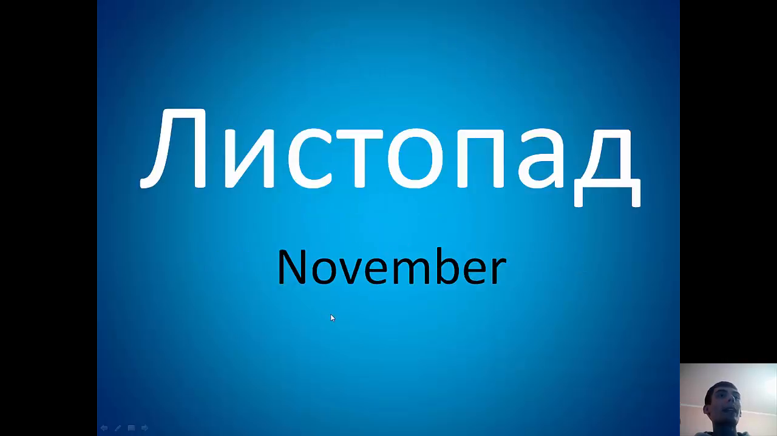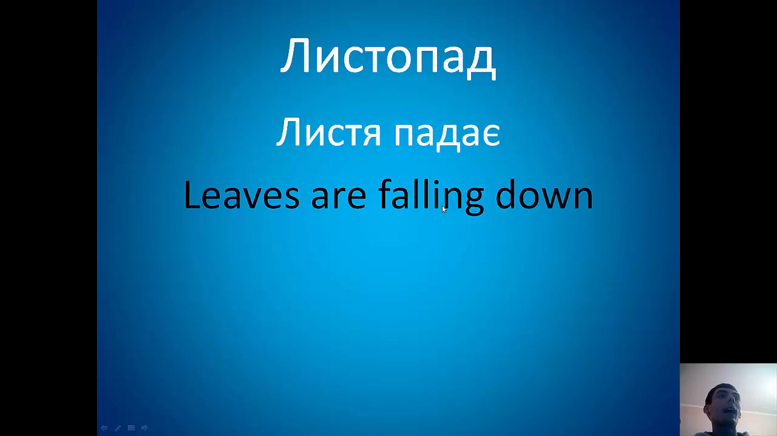Let's move on. The next month is November. November is Листопад. Repeat. Листопад. Good. And just like October, it's connected because листя падає. Leaves are falling down. Leaves, листя, падає, are falling down. You see, листя падає, Листопад. It's like two words together.